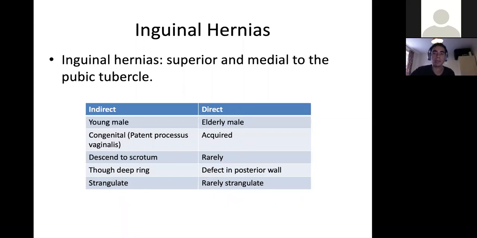Indirect hernias strangulate. Thinking again, because it's going through the deep ring, it's quite a limited space, so there's a risk of strangulation, while direct rarely strangulate. Just covering that it's quite difficult to distinguish direct and indirect through examination. It's sometimes just at the point of surgery that you're able to directly visualize and differentiate the two.